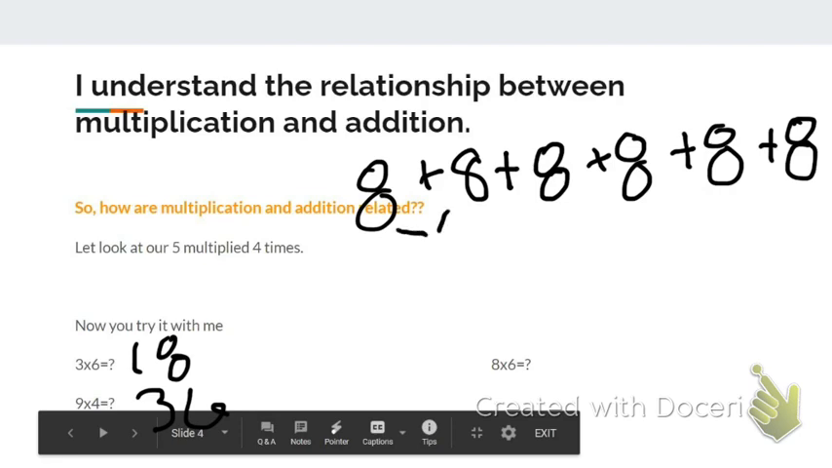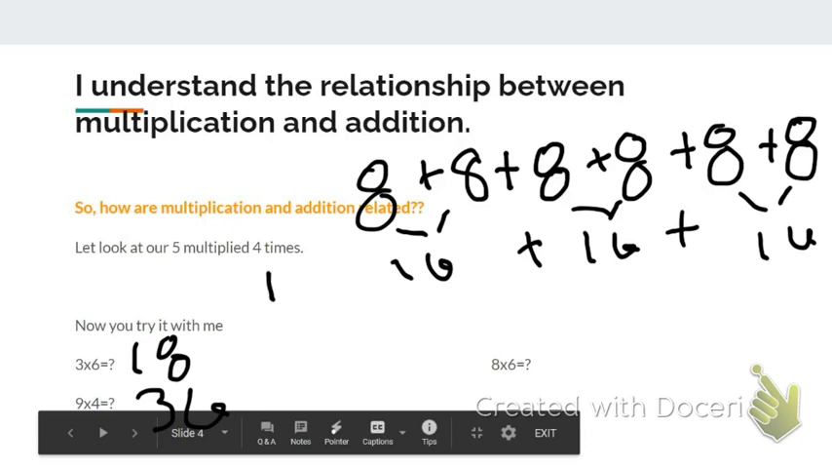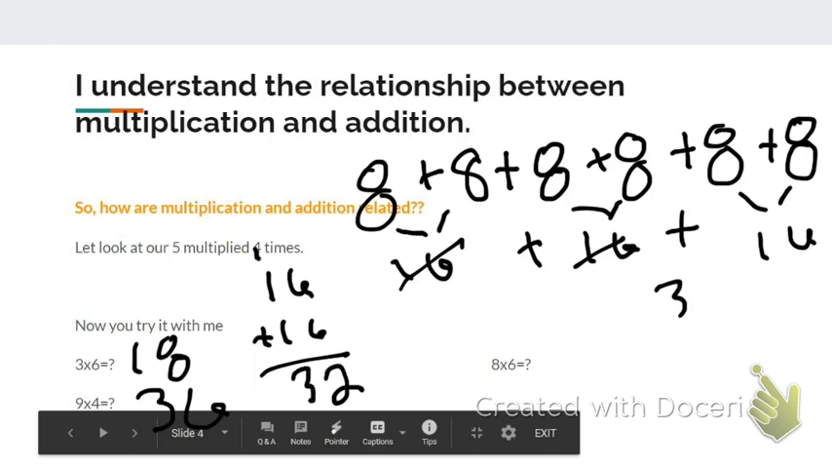Okay, hopefully you said, well, 8 plus 8 equals 16. 8 plus 8 equals 16. And 8 plus 8 equals 16. So now I have 3 16s I have to add together. Okay, so what I am going to do is I'm going to go 16 plus 16. Okay, so that's going to take care of these two. 6 plus 6 is 12. Carry the 1, 32. Okay, so now I only have 32 plus this last 16 right here.